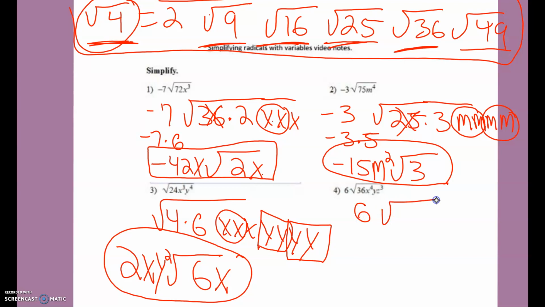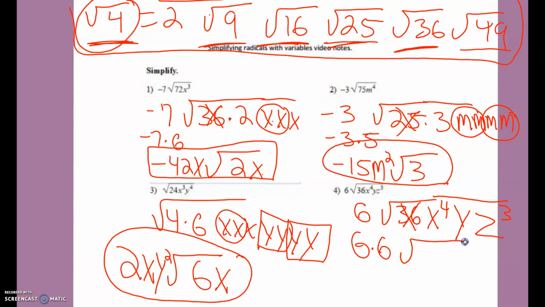6. You've got 36. Ooh, 36. Well, that is a perfect square, isn't it? You got 4 x's. You got 1 y. And you got 3 z's. Okay? So again, we're looking for groups of 2. Well, you'll notice the 36 can just be broken down because the square root of 36 is 6. So the whole thing is going to come out, right? Because there's nothing left over. Okay. So 6 times 6 is 36.